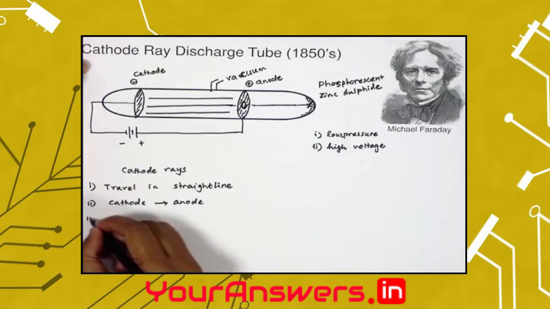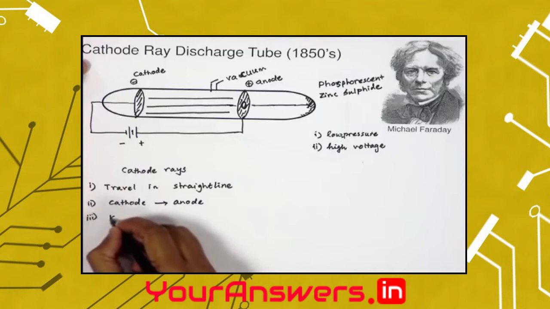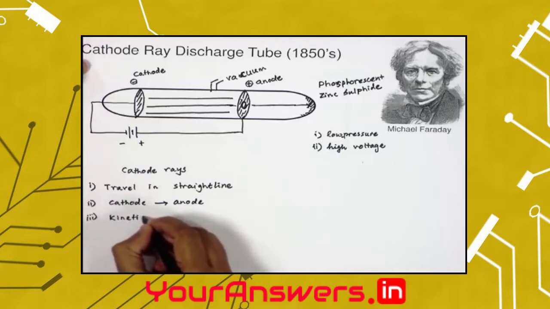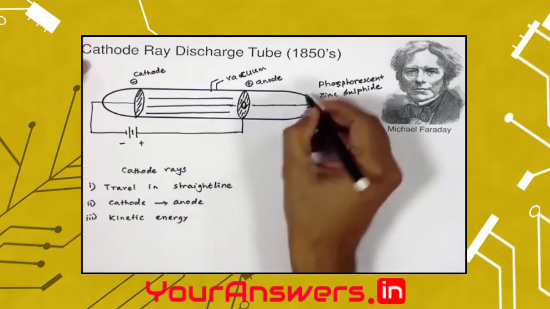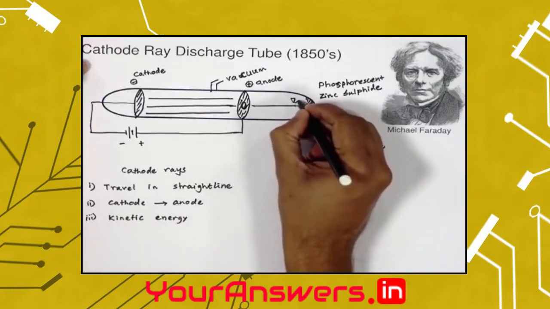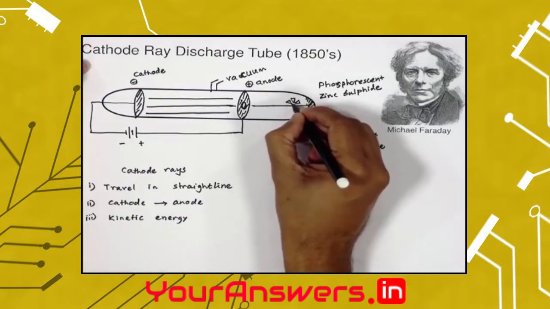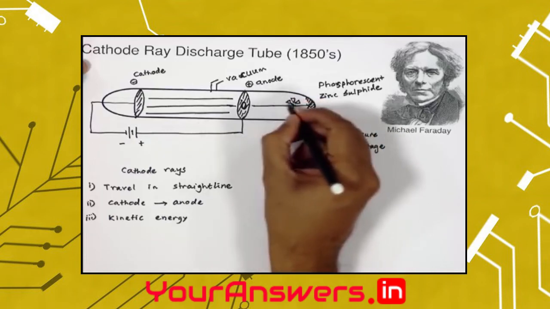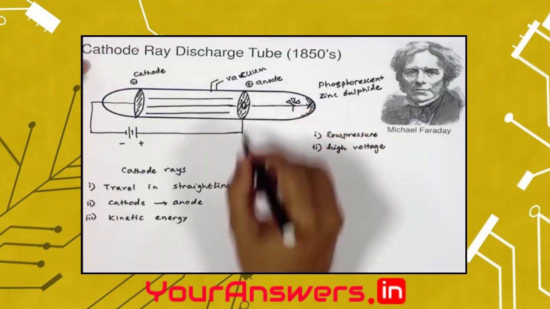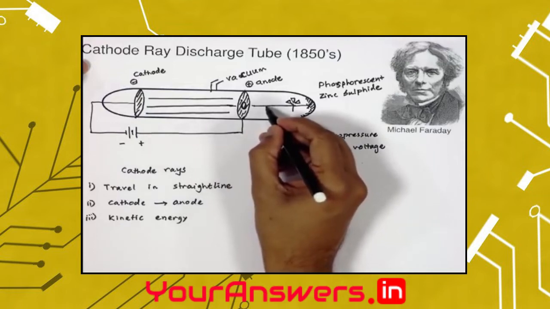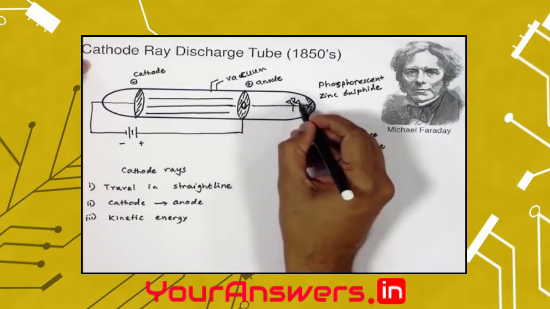And these rays also have kinetic energy. How can we know that? If we can fix a small propeller here, then you can see that these rays will hit this propeller and the fans will start rotating. So, you would actually convert the kinetic energy of these rays, which are called cathode rays, into mechanical energy.